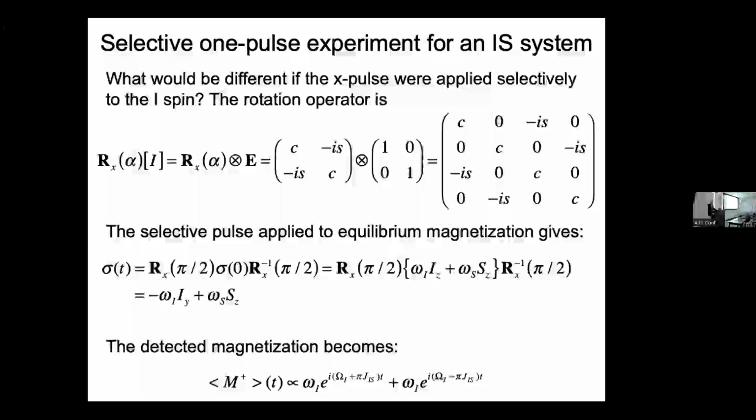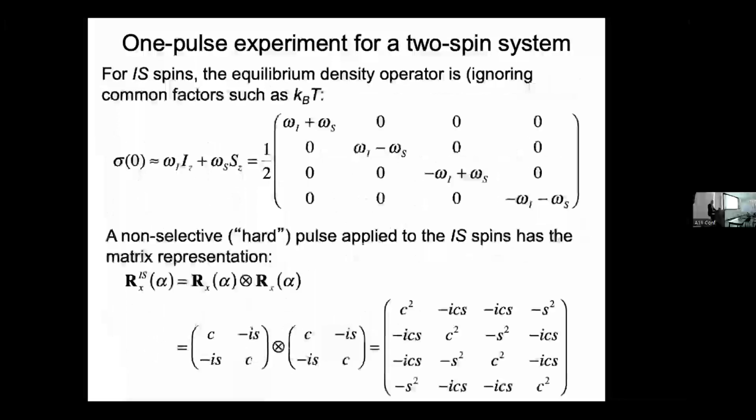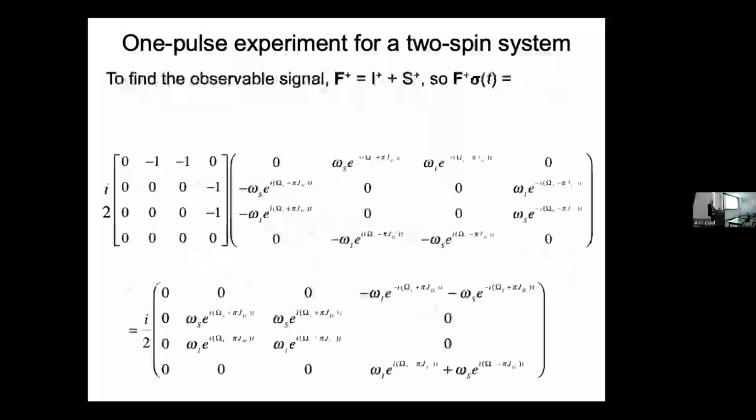So in that case, our operator has to be then the direct product of, say, an X rotation for the I spin and the identity operator for the S spin. Back when it was a non-selective pulse, the operator was an X rotation for the I spin, direct product with an X rotation for the S spin, as you would expect. So they have different matrices.